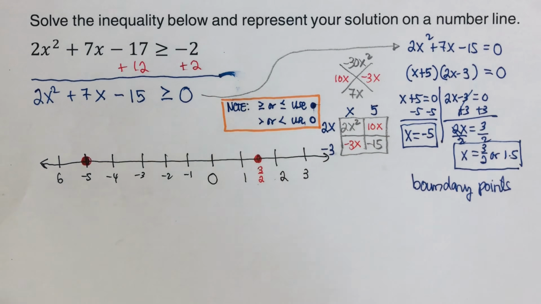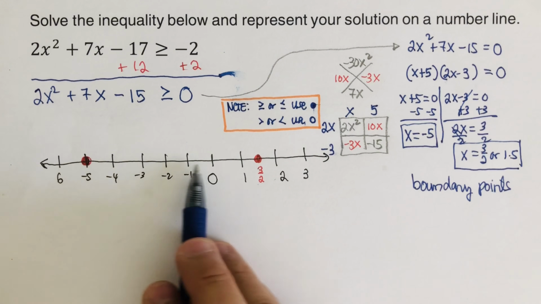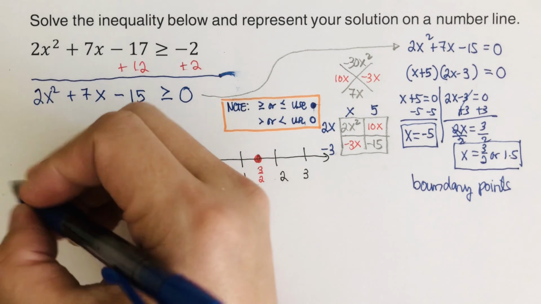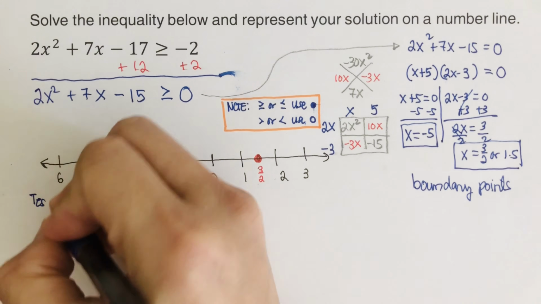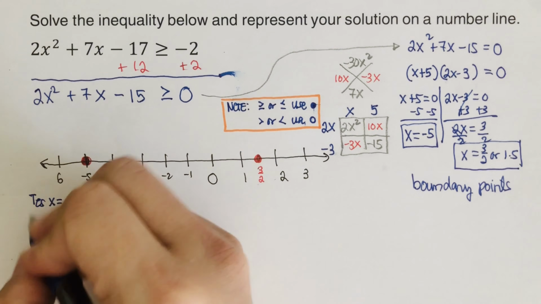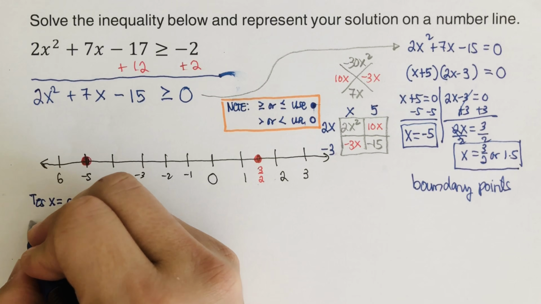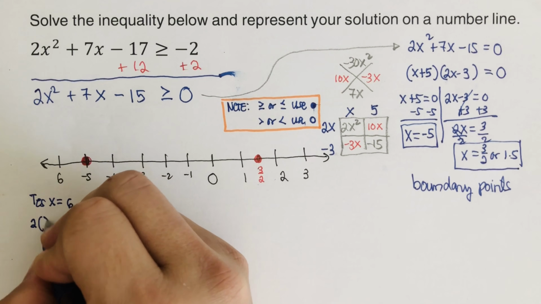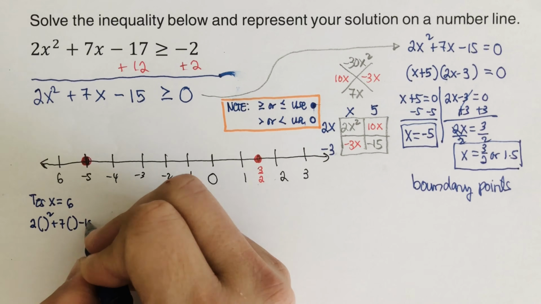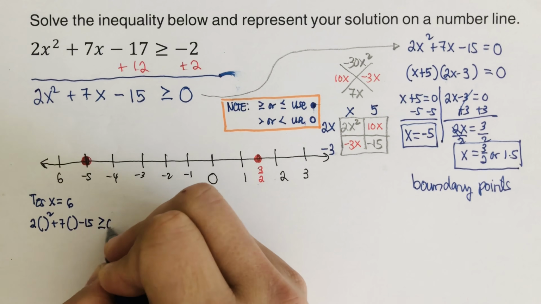Okay, so there are 3 regions again: the left region, the middle, and the right region of this inequality. We can test our test points. Let's use negative 6 for the left region. We use the original inequality: 2 times parentheses squared plus 7 times parentheses minus 15. Is that greater than or equal to 0?